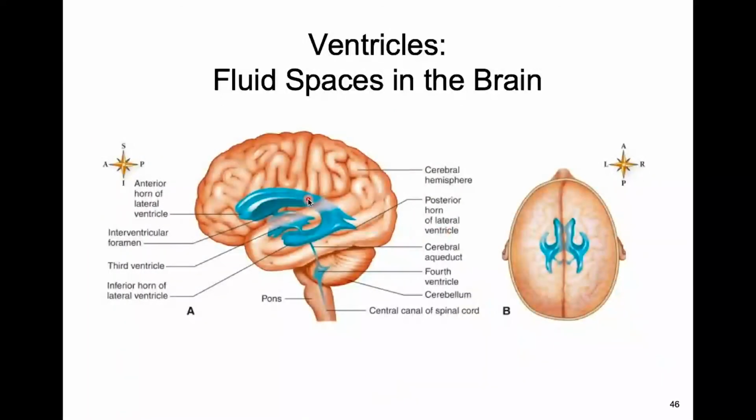Deeper within the cerebrum, we have structures known as ventricles. And these ventricles are essential for producing cerebral spinal fluid. There are specific glial cells within the ventricles where cerebral spinal fluid is produced.